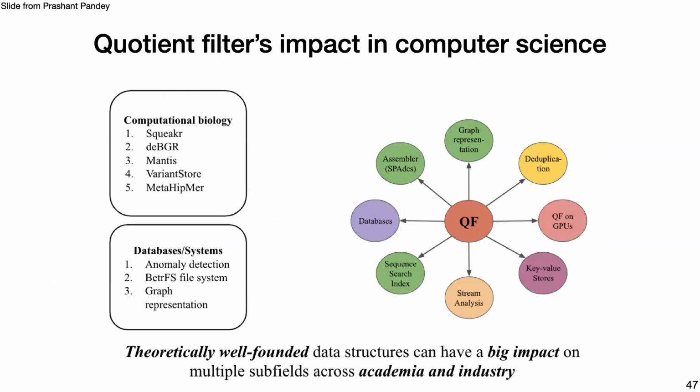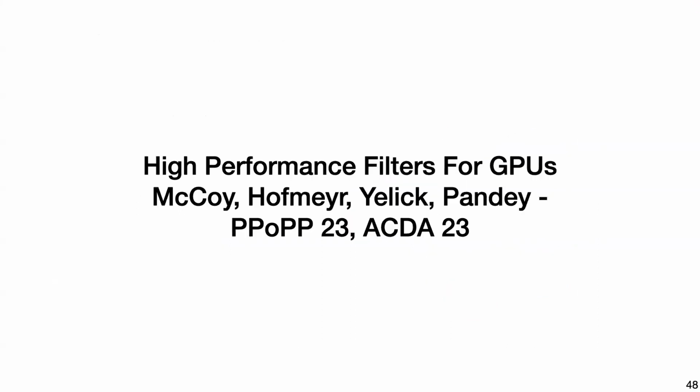Okay. So to wrap up this part, quotient filters have been used in several applications from computational biology and databases and systems, and in many other areas like graph representations for streams, for key value stores, and so on. Questions? So I will use the rest of the time to talk about filters on GPUs.